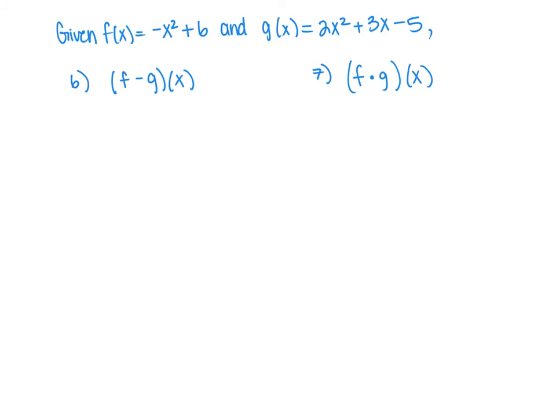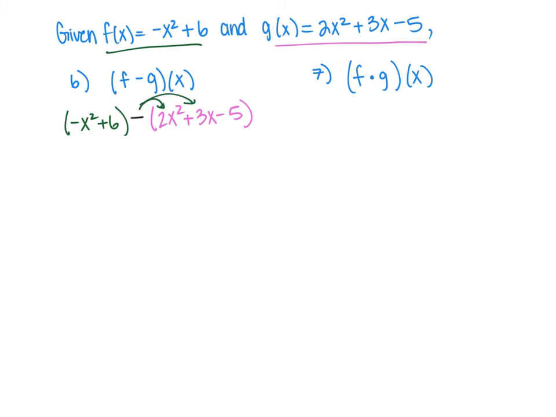All right, so in this problem here, we have our function f and our function g. So with number 6 here, I am taking f and I'm subtracting it with g. So let's set that up here. So f is negative x squared plus 6, and I need to subtract that with g, which is 2x squared plus 3x minus 5. And so looking at this, I am subtracting, so I need to distribute that negative sign first. And I'm going to distribute to every term in the second parentheses here, or into g.